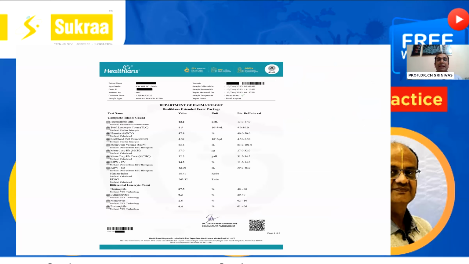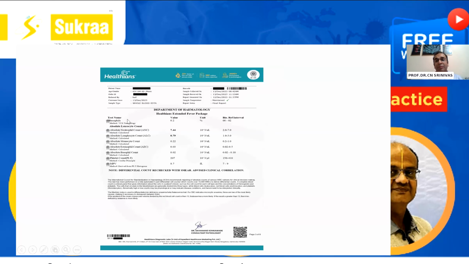So moving on to the next slide, this is a sample report of a CBC, complete blood count, in my lab where I work. Usually a CBC has a hemoglobin, a total leukocyte count, a hematocrit, a red blood cell count, then the red cell indices, which are MCV, MCH, MCHC, which I will take in the next few questions, along with RDW-CV, RDW-SD. Mentzer index, RDWI, with the differential leukocyte count. And very important to mention the absolute leukocyte count. I will not dwell upon it.